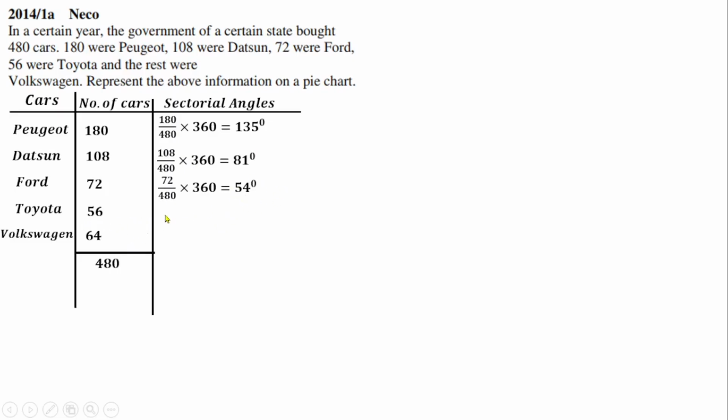Next one is 56 divided by 480 times 360, that gives us 42. And the last one is 64 divided by 480 times 360, that gives us 48 degrees. And don't forget to add the angles together, and that gives us 360 as well. Now that we have gotten this table, the next thing is to draw a pie chart.